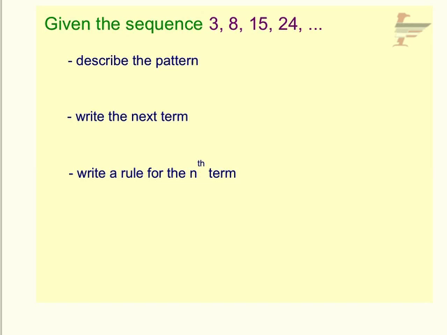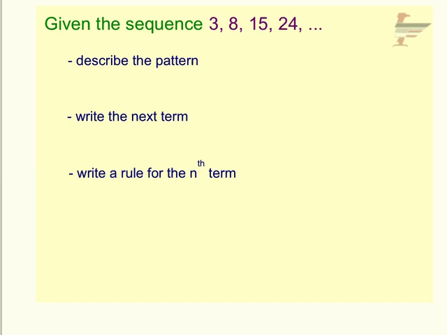Could it be geometric? Are we multiplying by the same number? You could check to see if it's geometric by taking the 8 and dividing it by 3. That's the ratio between these two. Then you could take 15 and divide it by 8. And if they're geometric, those should equal the same thing, which they don't, so that just means that it is not geometric either.